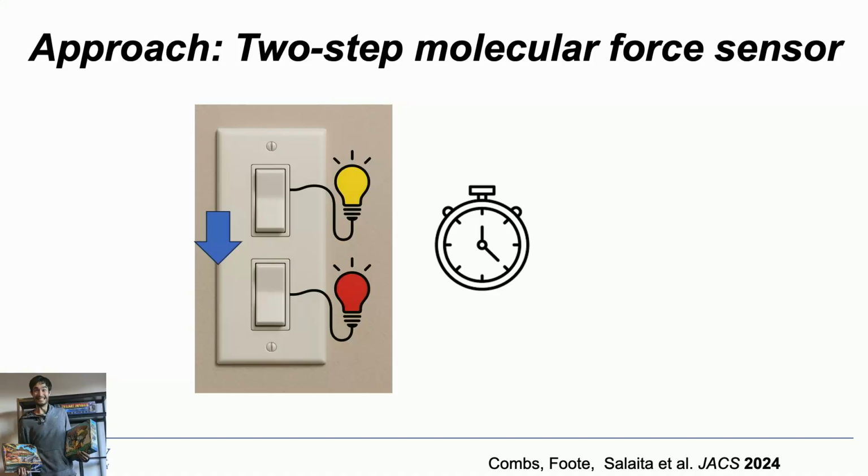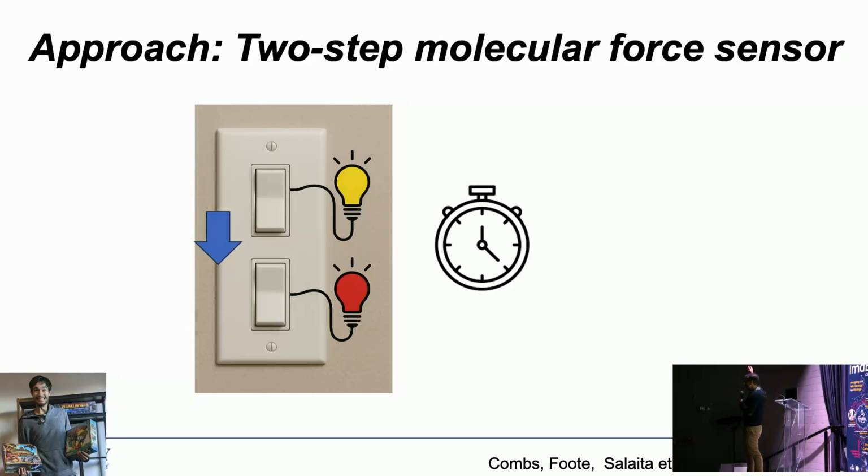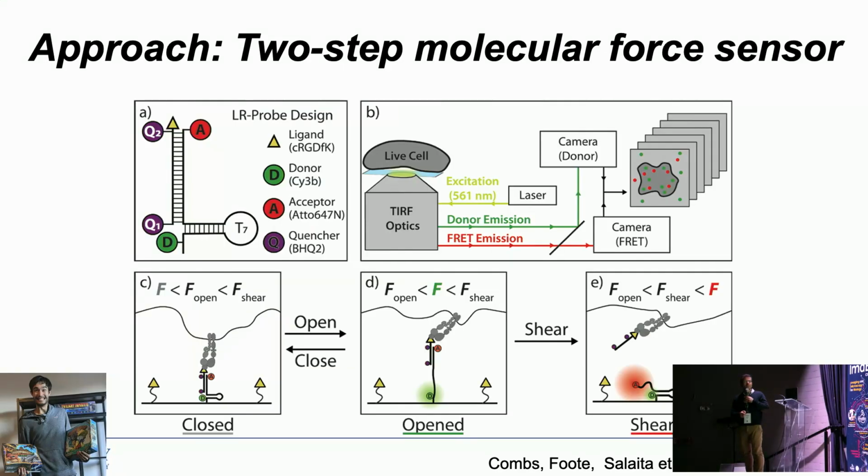And our solution to the problem is illustrated with this cartoon. So if you imagine two light switches in series, and you move your hand at a certain speed, where each light bulb gives you a different color, you would time yellow, red, and the time delay between yellow and red tells you how fast your arm's moving. So I want you to imagine this situation. And this is all we did here, okay?